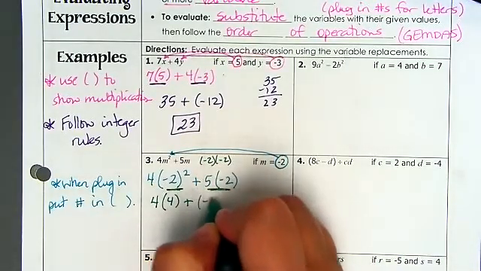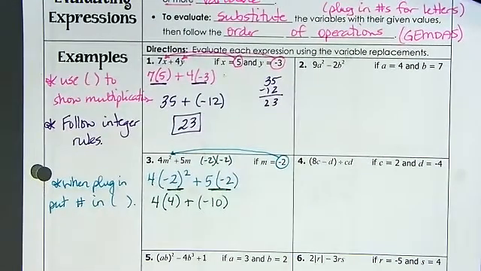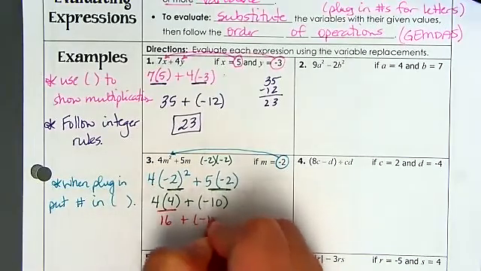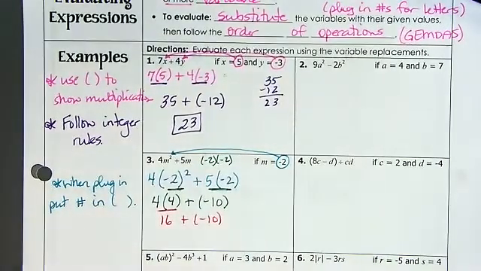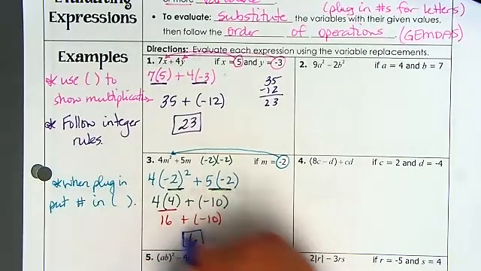And we have -10. And now we continue to simplify. 4 times 4 is 16 plus -10. And now we get our final answer. This is doing battle. Positives are winning, so my answer is 6.